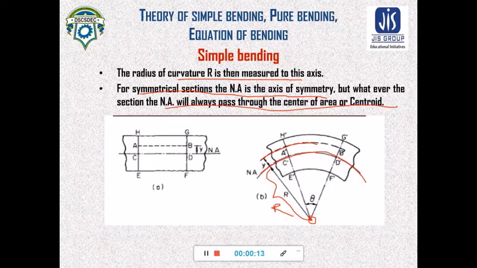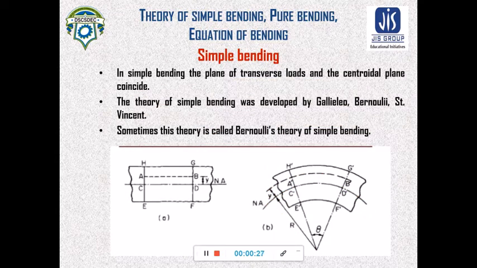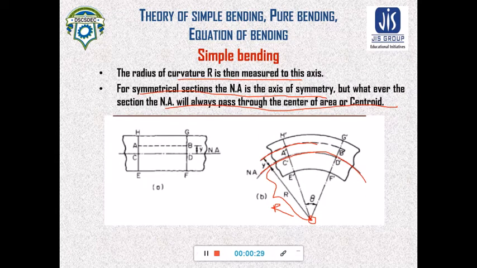Where the centroid will be, we have discussed in the last semester, and the value of the centroid, that also I have discussed. In the later section, when we need it, we will discuss it again: what is the centroid and what will be the value of the centroid.